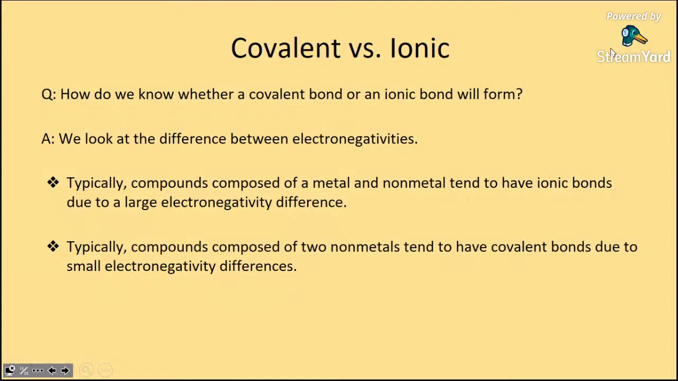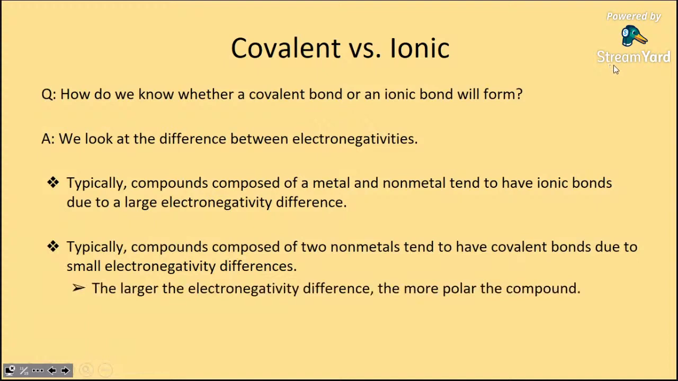So typically, compounds composed of two nonmetals tend to have covalent bonds. Compounds composed of a metal and a nonmetal tend to have ionic bonds. And again, we look at electronegativities. The other idea is the larger the electronegativity difference, the more polar that particular compound is going to be. Just like I was pointing out, if the difference is 0.3, it's polar but not very much. 1.7, a very polar molecule.